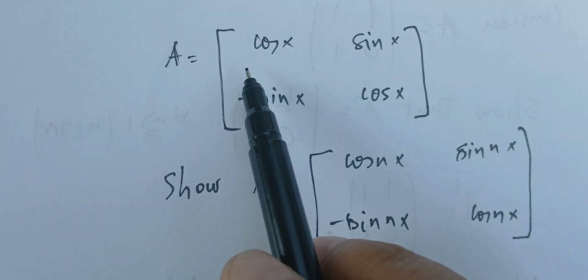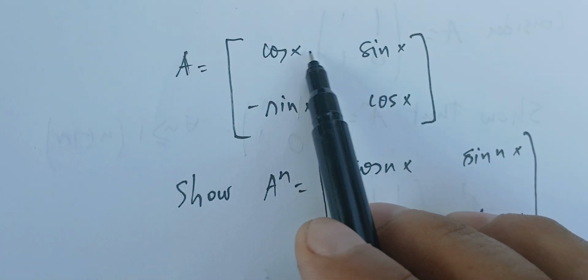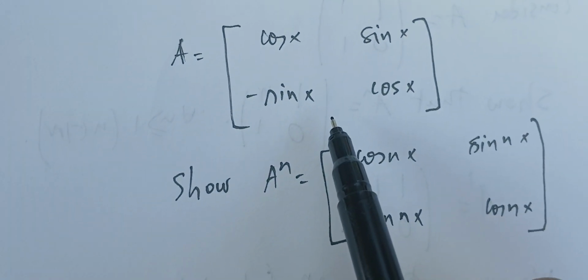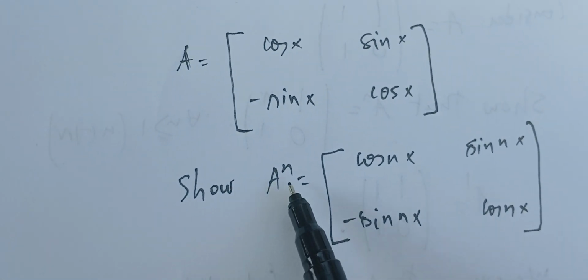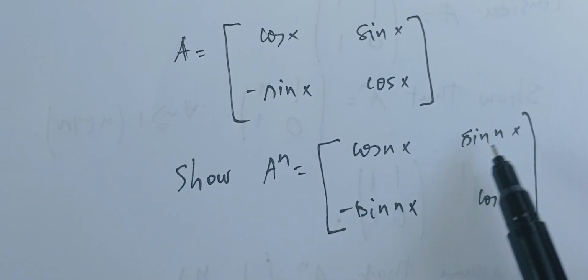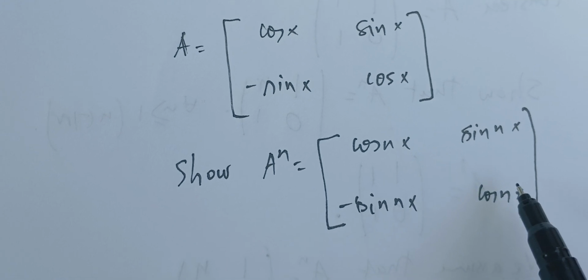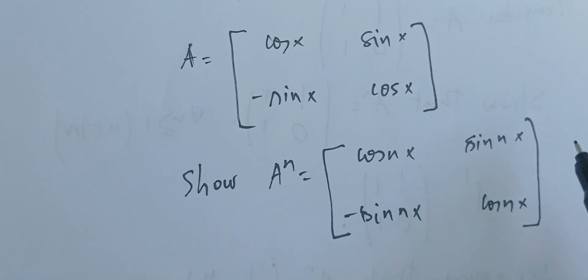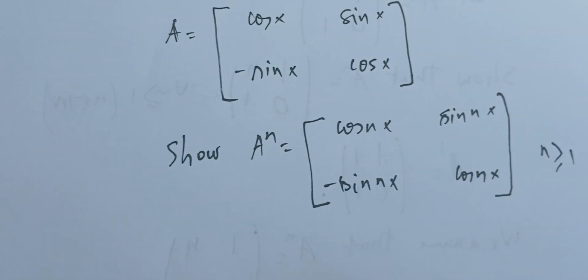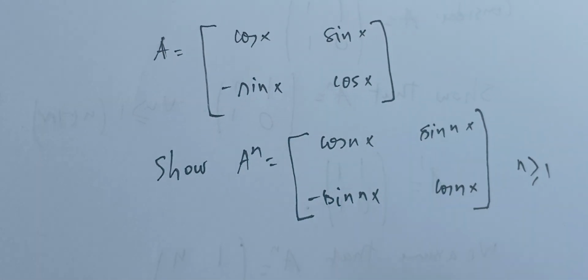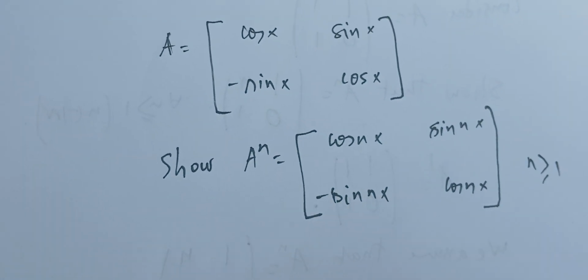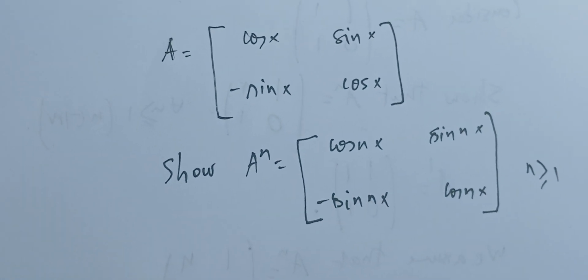Let A be the following matrix: cos x, sin x, minus sin x, cos x. We want to prove that A to the power n is cos nx, sin nx, minus sin nx, cos nx. Here, n is a natural number, and we will prove this result using the principle of mathematical induction.